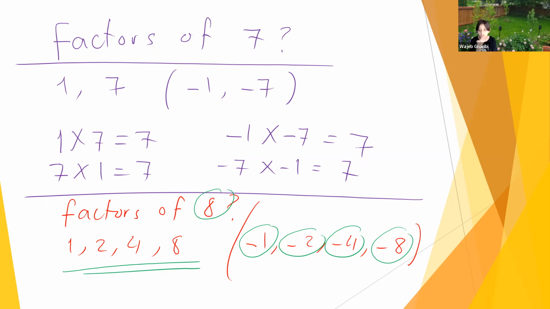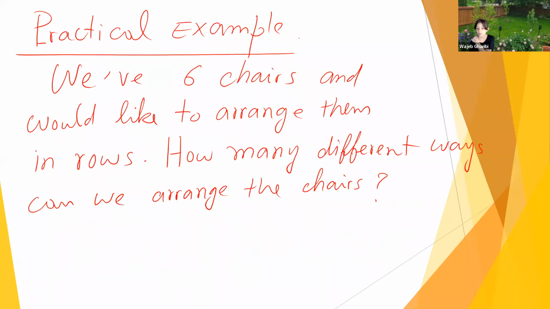What are the factors of 8? Factors of 8 are 1, 2, 4, and 8. Also the negative ones: -1, -2, -4, -8. Yes, okay, because if we multiply -1 and -8 the result is 8, and -2 and -4 also. These pairs give 8, okay?